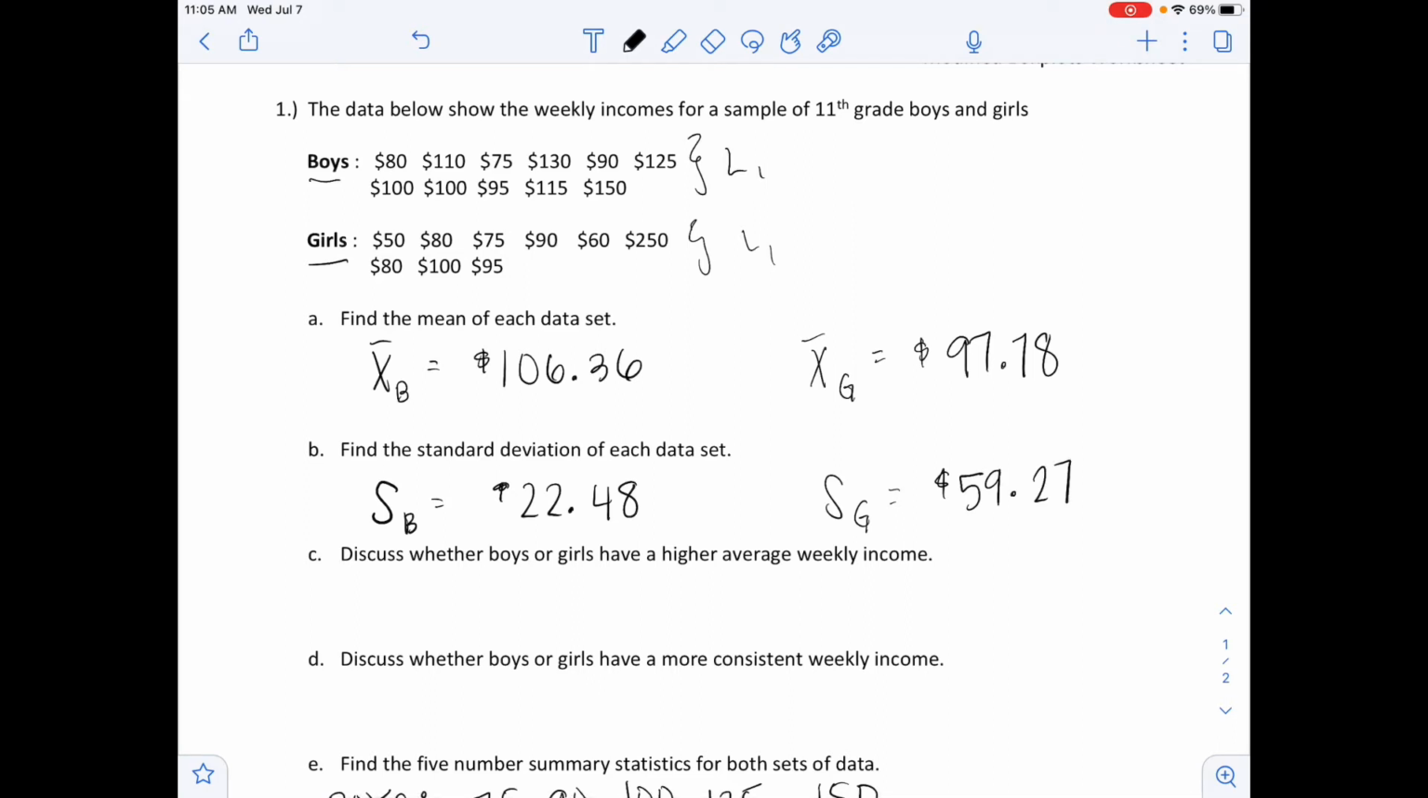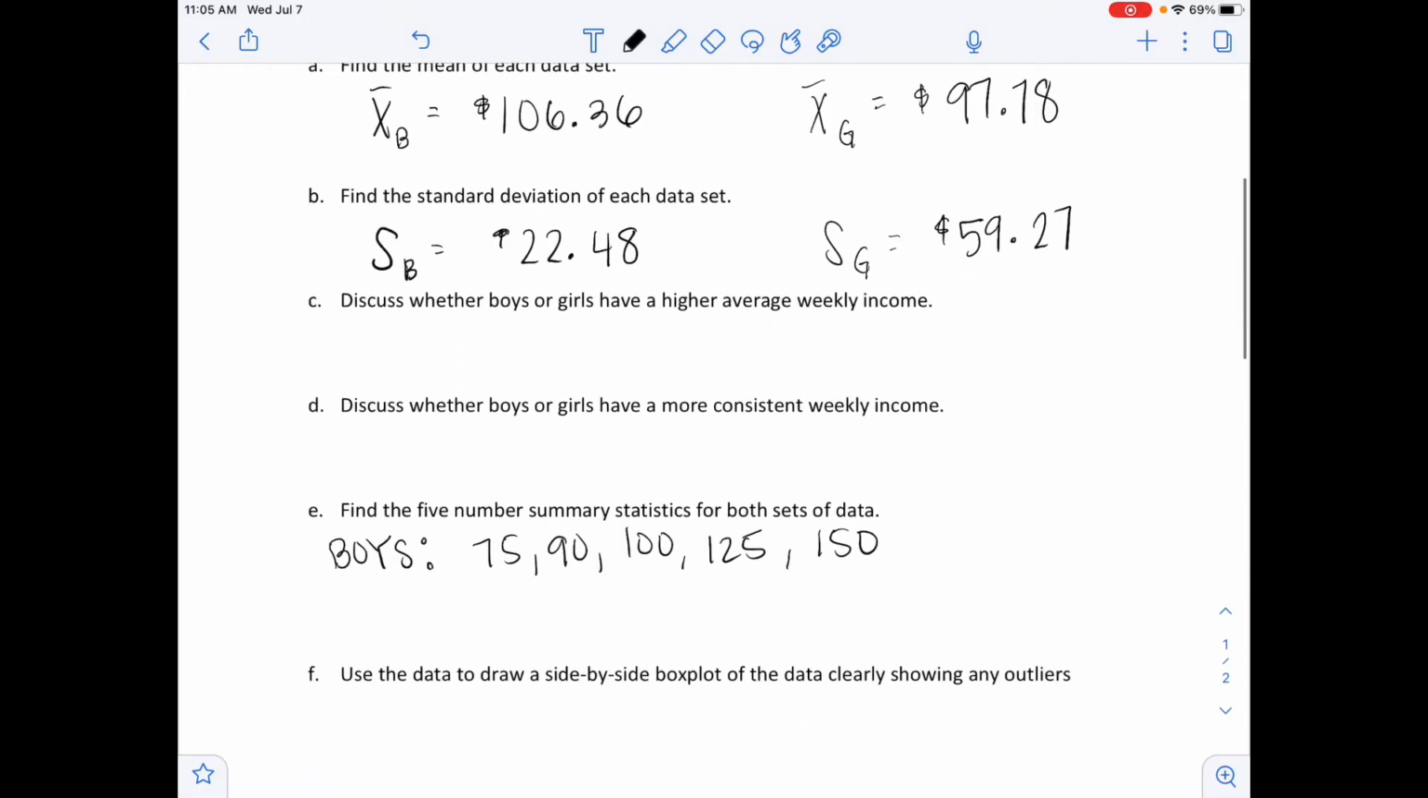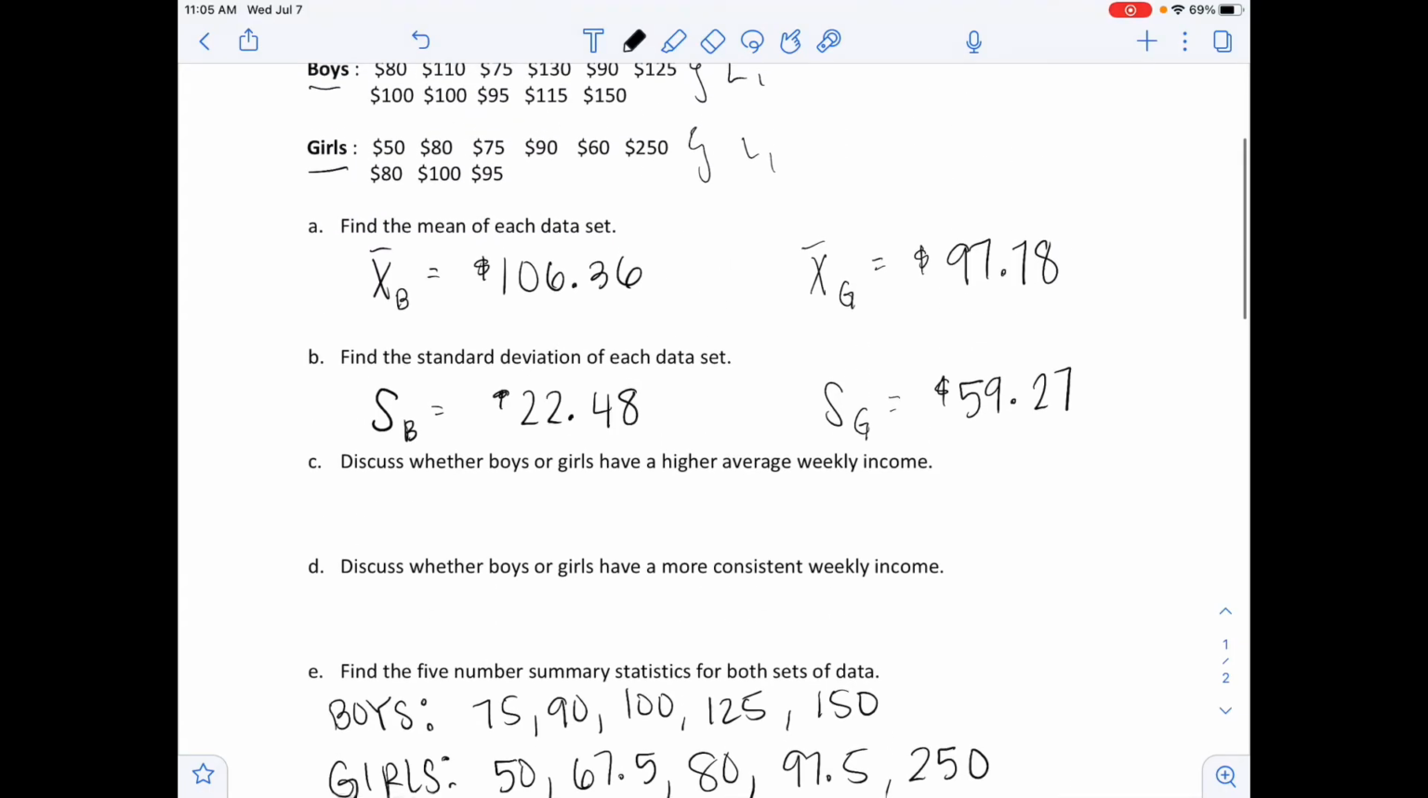$59.27. And then you'll also notice that under one-var stats we do get all the information for our 5-number summary. So for girls, the smallest value we have is 50, then we have 67.5, 80, 97.5, and our max value would be 250. So next thing we're going to do is go back up to C and D.